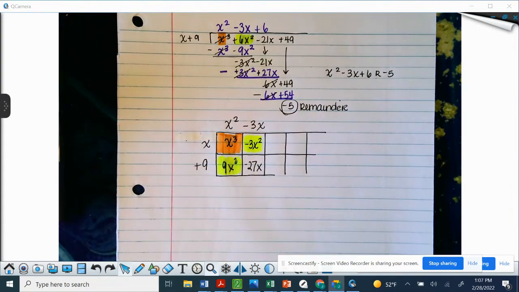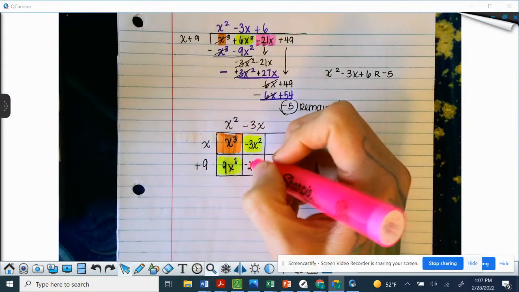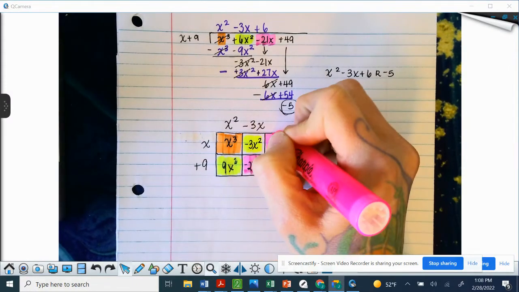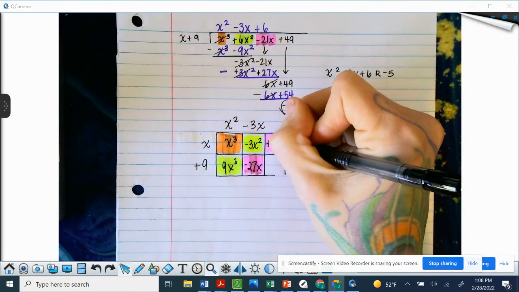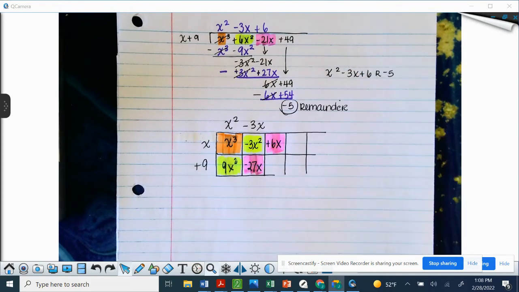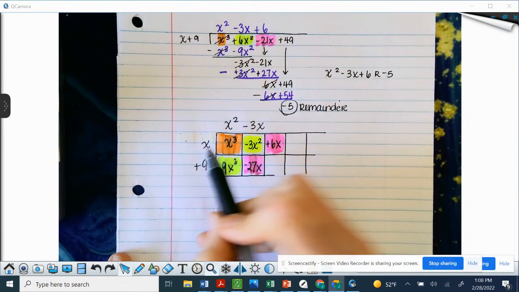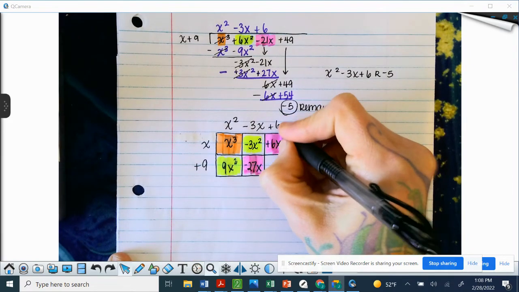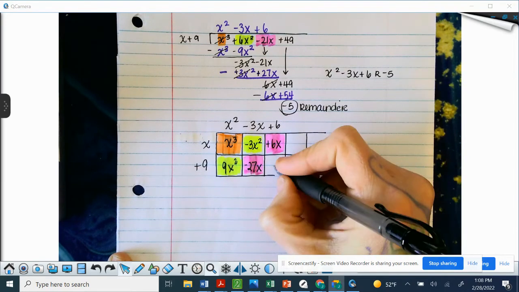This is where I'm going to change color. So now we're thinking about our third term, that negative 21x. Third diagonal, so this one and this one have to equal a negative 21. I already have a negative 27, so I need to add to it to bring it back to that negative 21. So I'm going to add 6x. And now I need to know, what did I multiply x by to get 6x? 6, right? And then 6 times 9 is our 54.